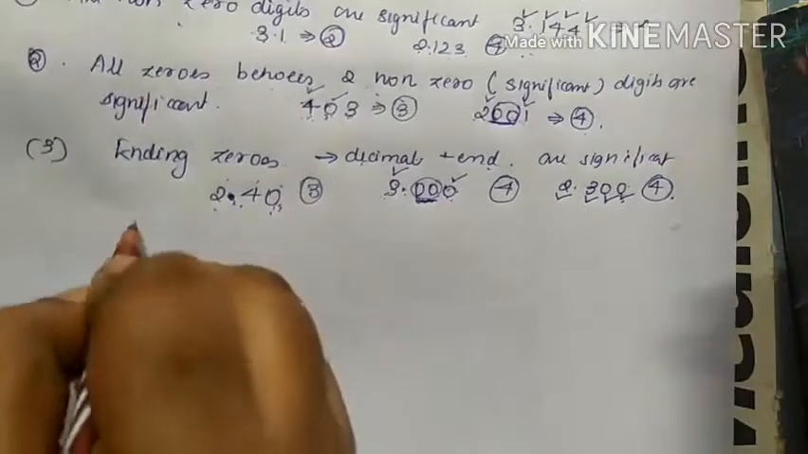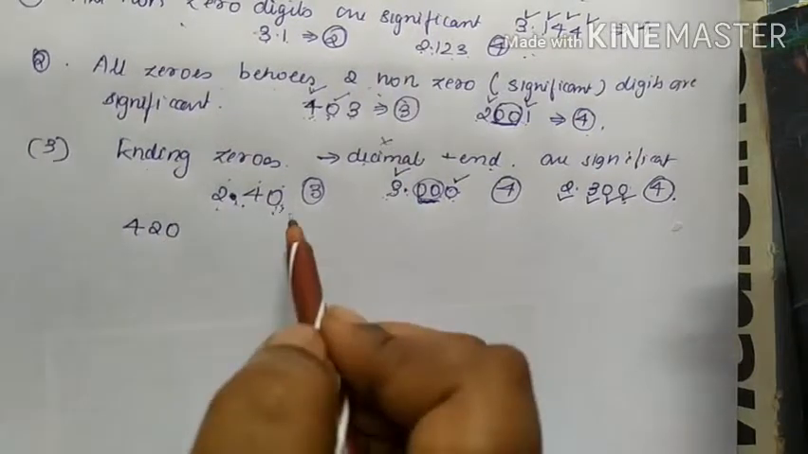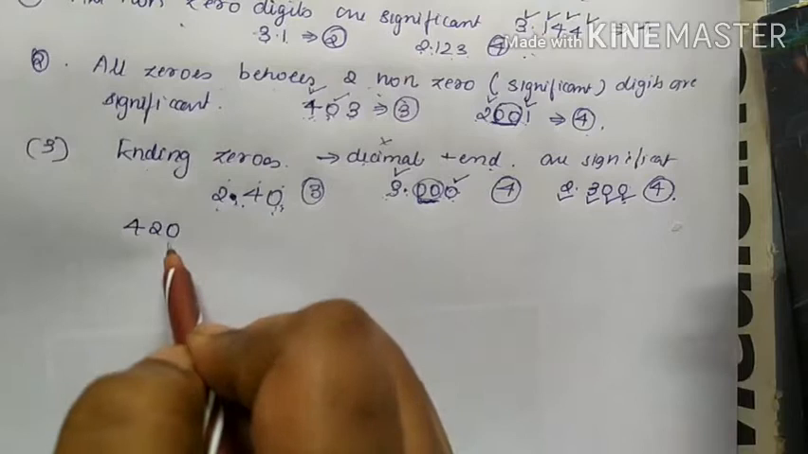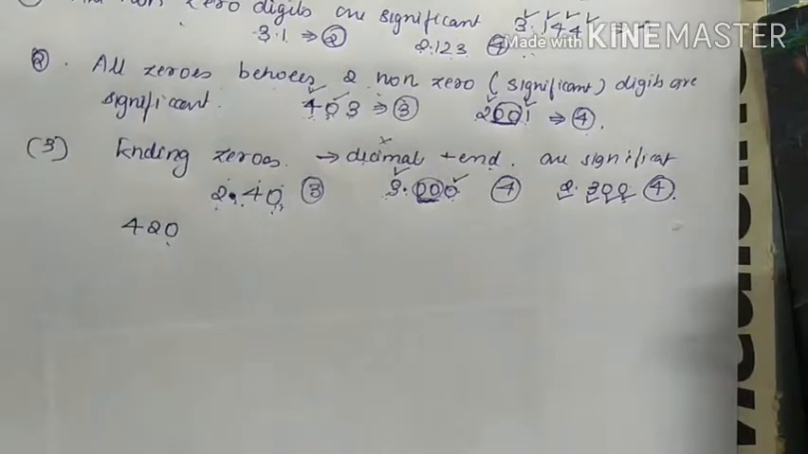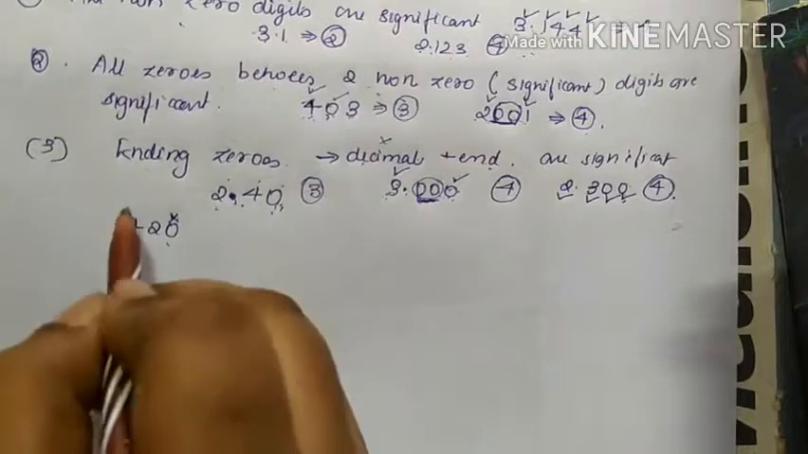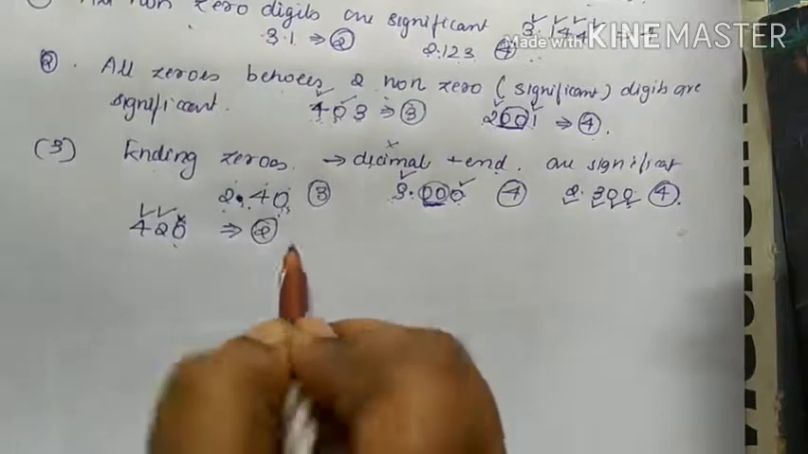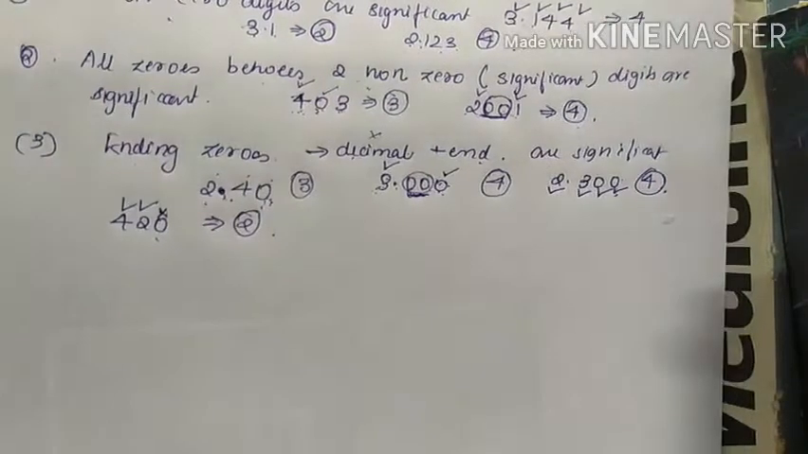Alright, so now let's take 420. There is no decimal point, right? So this 0 is not after the decimal point, so this 0 is not significant. But 4 and 2 are significant figures. So how many significant figures are there? 2. Clear? I know I'm taking it at a fast pace. Pause the video, guys, and listen to it again and again. Then it will be very understandable.